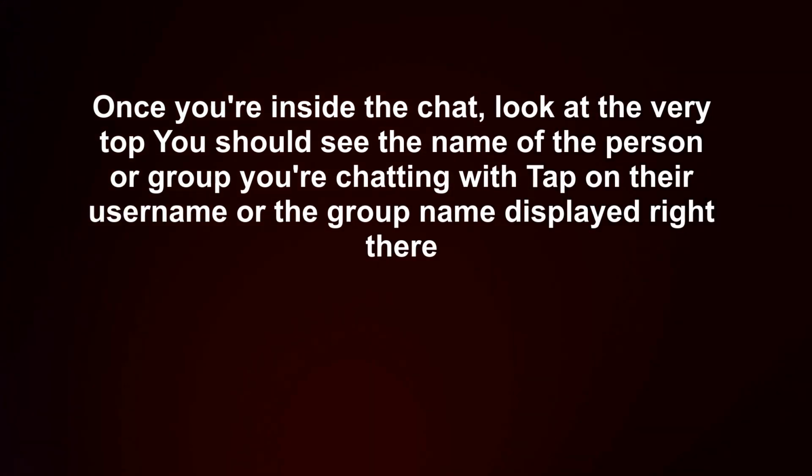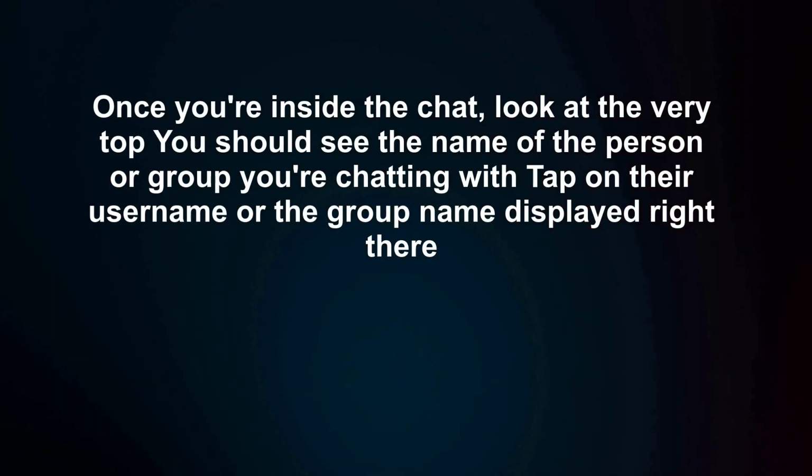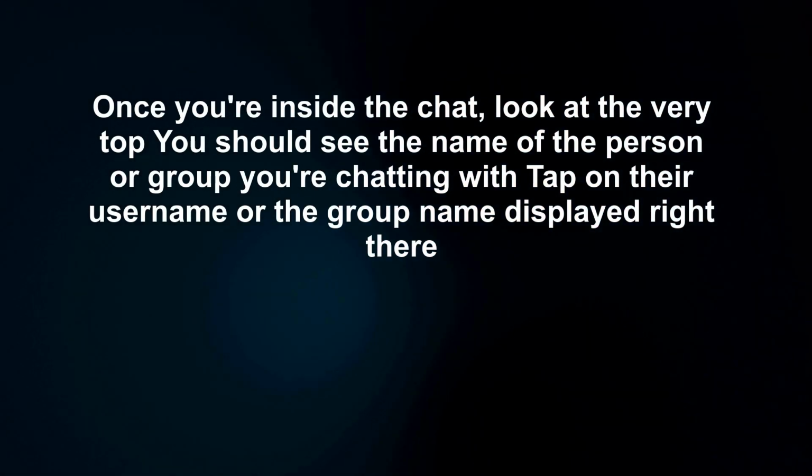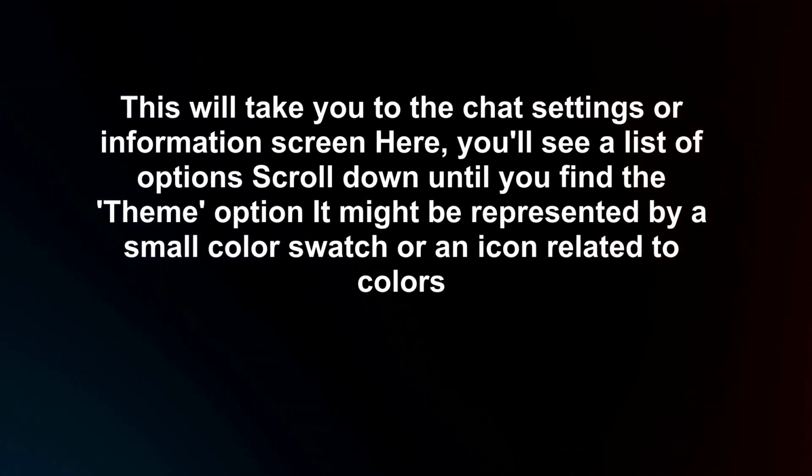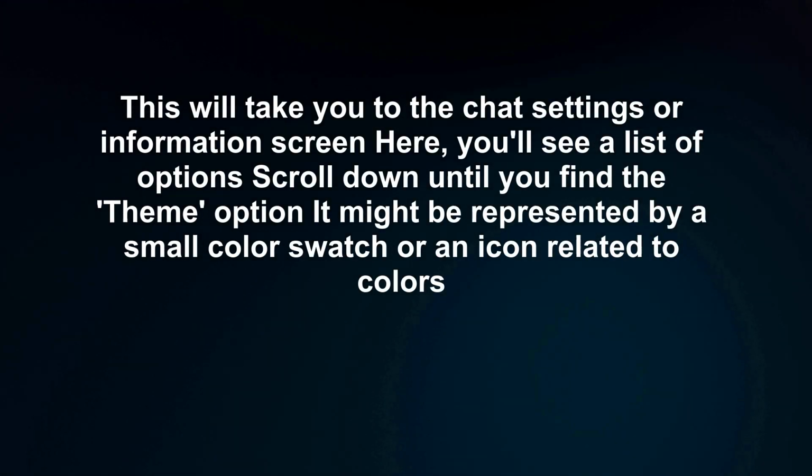You should see the name of the person or group you're chatting with. Tap on their username or the group name displayed right there. This will take you to the chat settings or information screen. Here, you'll see a list of options.